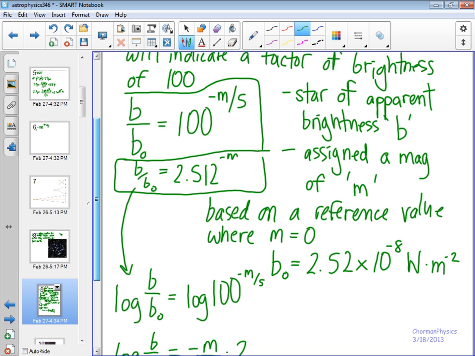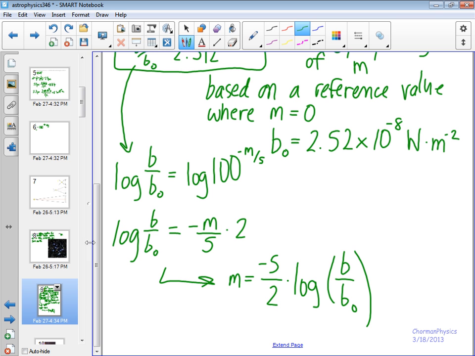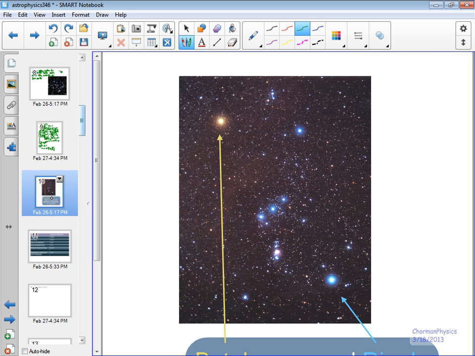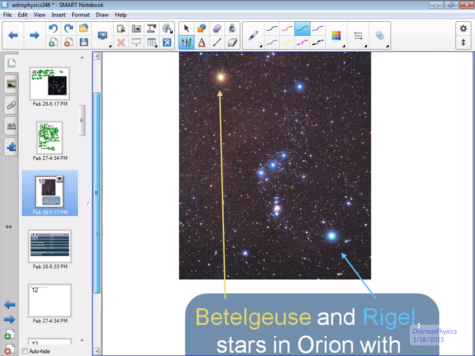So there we go. Two different versions of that equation right there. This one is if you want to solve for the brightness and you have the apparent magnitude. This one is if you want to solve for the apparent magnitude and you have the brightness. Okay, so let's compare some actual stars here.